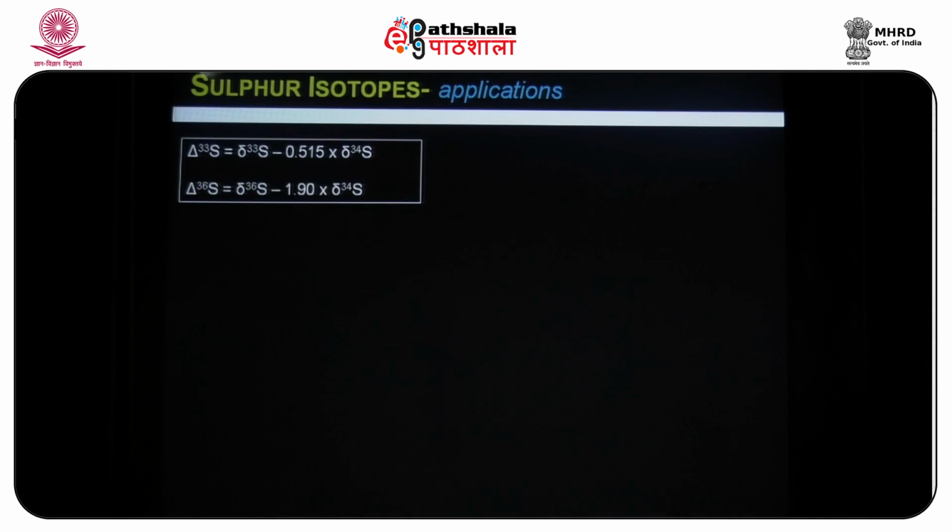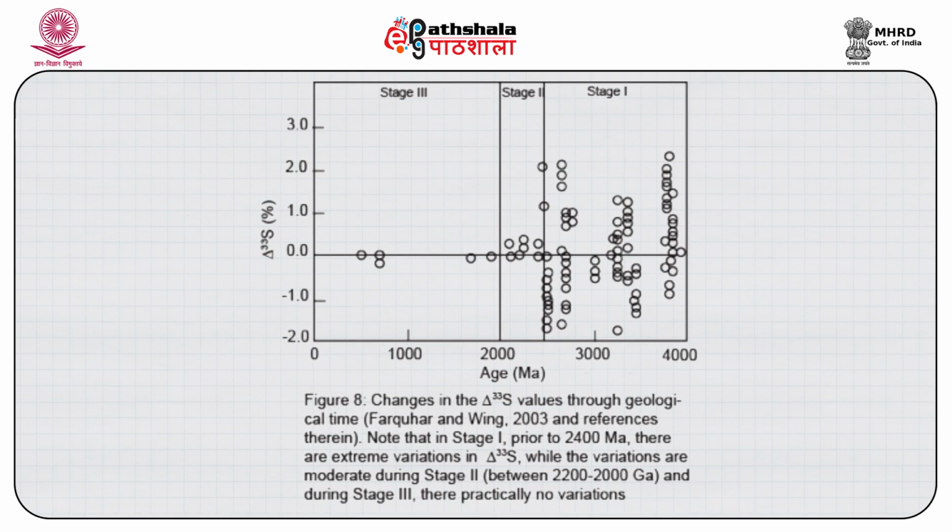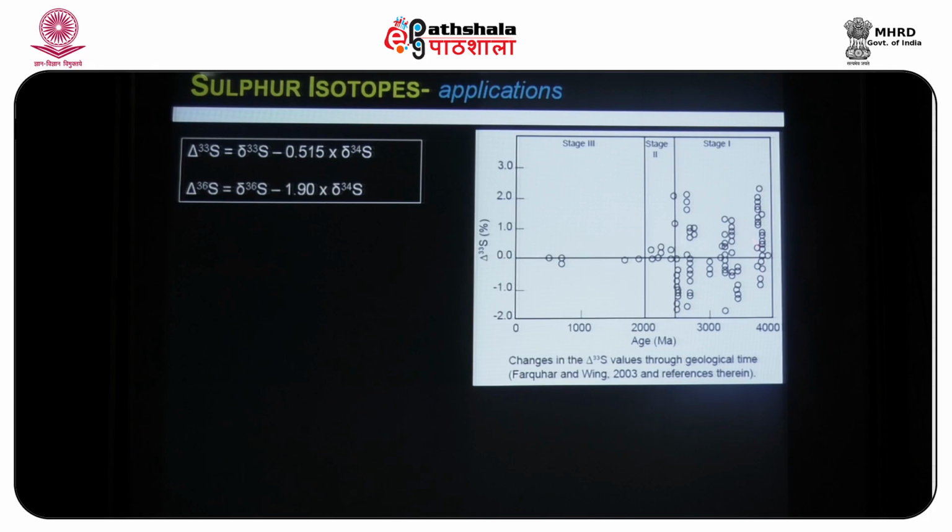There are some recent studies in which it is observed that in rocks older than 2400 million years, the cap delta 33S, which should actually be 0 if there is mass dependent fractionation, has values that fluctuate widely between huge negative and positive values, from about 2.0 to minus 2. So, clearly these samples are not the result of mass dependent fractionation.